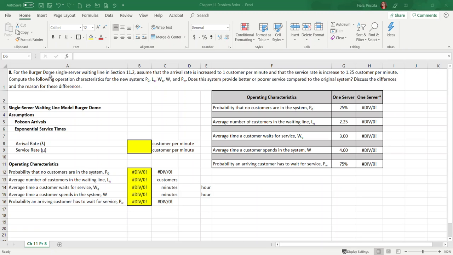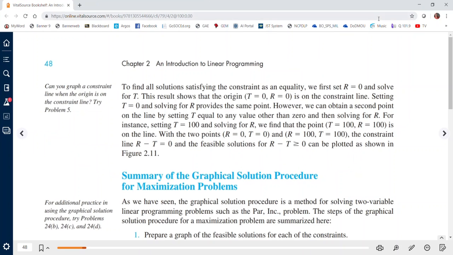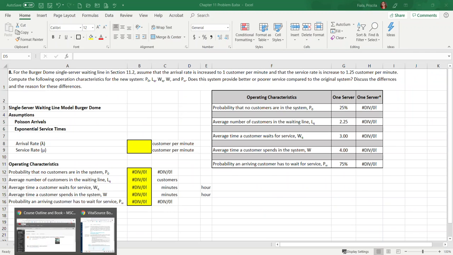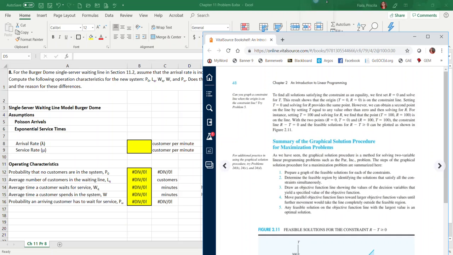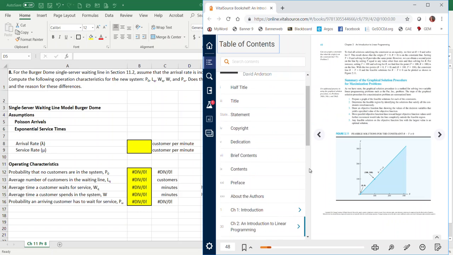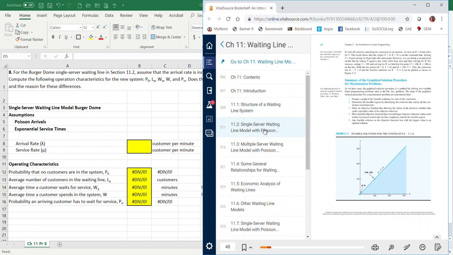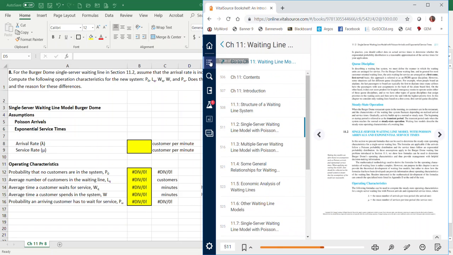Right here it says for the Burger Dome single server waiting line in section 11.2. So you're going to have to refer back to your book. So let me get your book right here and see if we can do it together. Chapter 11, 11.2. Okay, we can get rid of that.